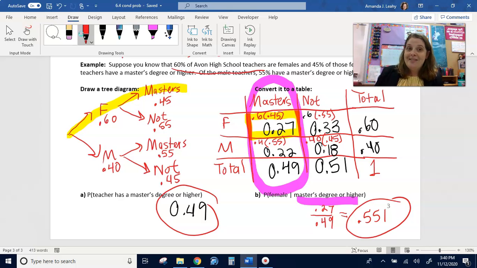Or if you don't have a table and you can't make a tree, it's possible that you might be able to figure out and use that formula in order to figure out that conditional probability.